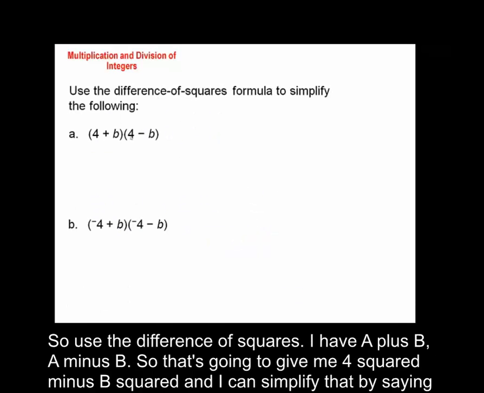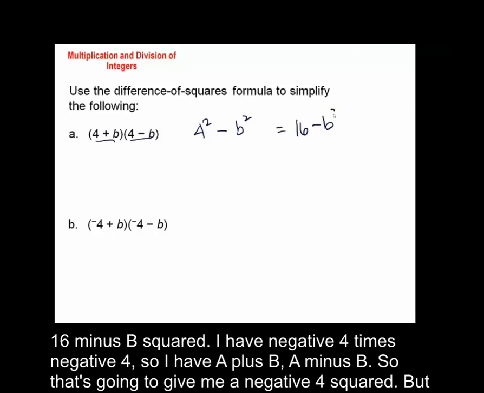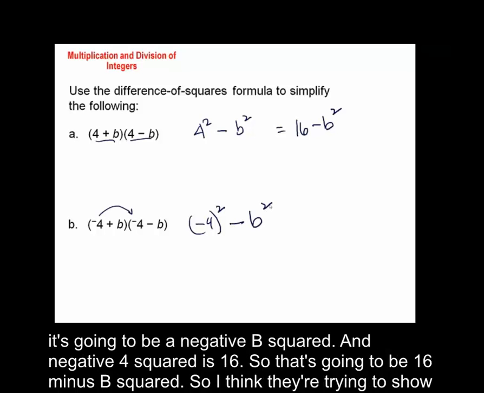So use the difference of squares. I have a plus b, a minus b, so that's going to give me 4 squared minus b squared, and I can simplify that by saying 16 minus b squared. I have negative 4 times negative 4, so I have a plus b, a minus b, so that's going to give me a negative 4 squared, but it's going to be a negative b squared, and negative 4 squared is 16, so that's going to be 16 minus b squared.